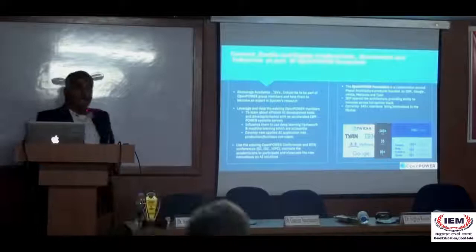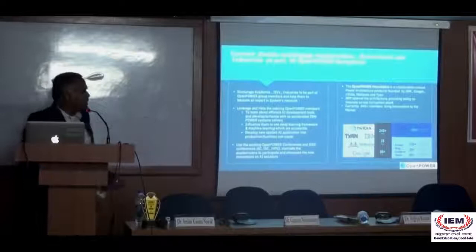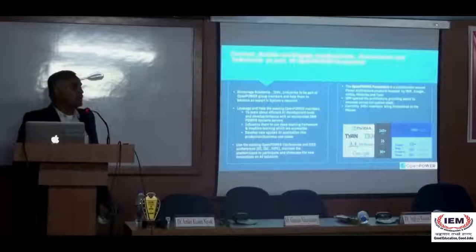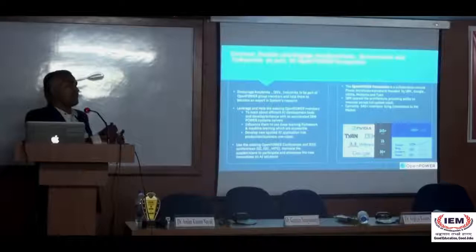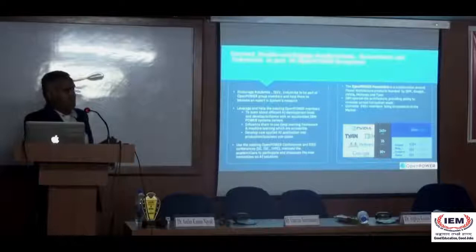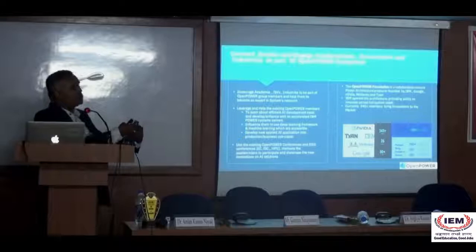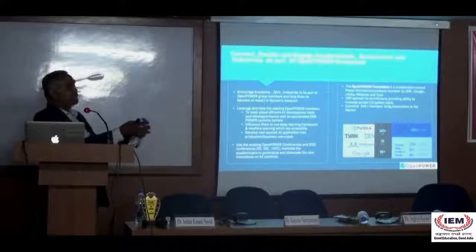So I don't need to read out all these, but there is an interconnect inside the chip that is done by IBM? No, it's an external interconnect. Yes, sir. Because we don't want everything to be CPU centric. That's why we wanted everything external. That's why you can get the full system's capability. And that's the idea of this OpenPOWER.